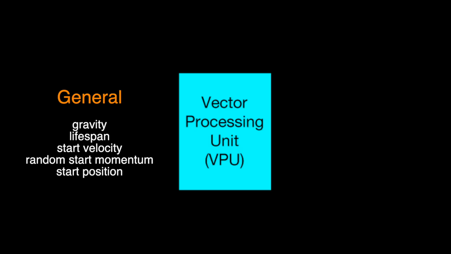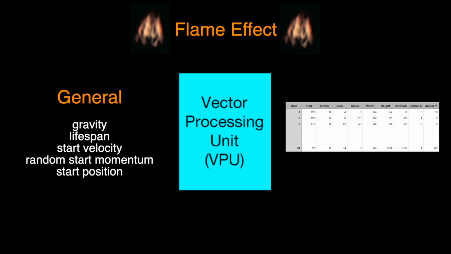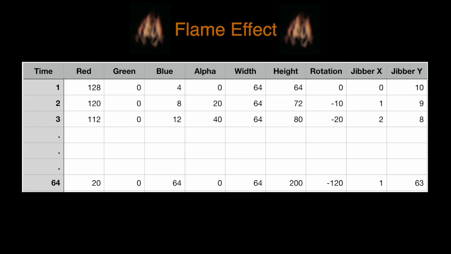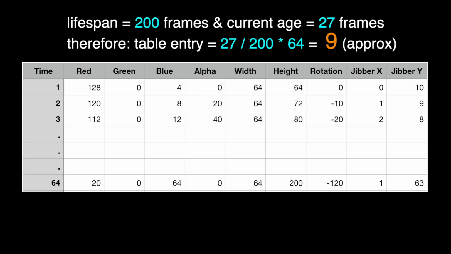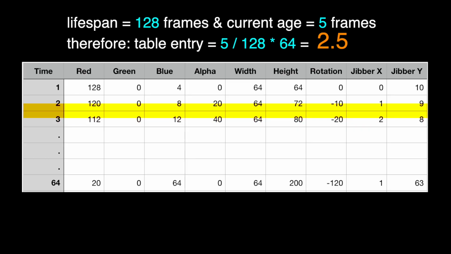As well as the general information for a given particle effect, we would also load up the VPU with a pre-calculated 64 entry table that would tell it exactly what color, size, and shape a particle should be at any point during its life. So if the particle lasted a total of 64 frames and was currently 3 frames old, all the VPU did was copy the color, size, and so on from the third entry in the table. Obviously, some particles had longer or shorter lifespans than 64 frames, so we just did a bit of maths to scale the lifespan to fit the table, and then that would tell us which entry to use. We even did some interpolation if we landed between values to keep things smooth.